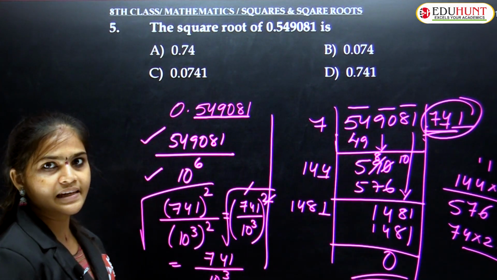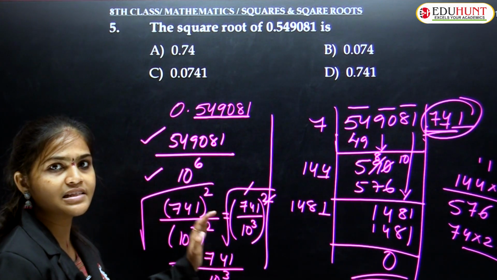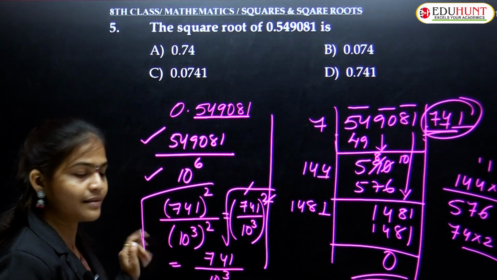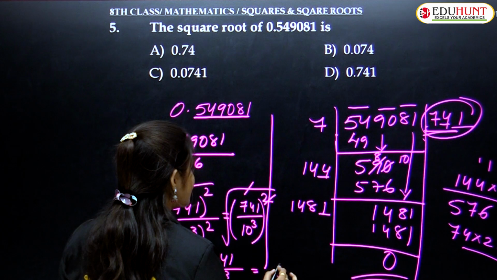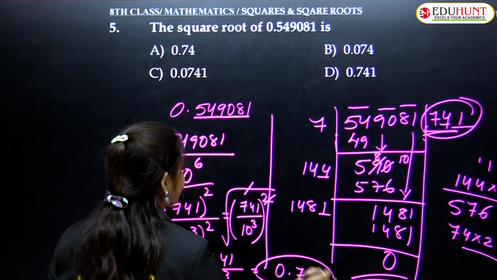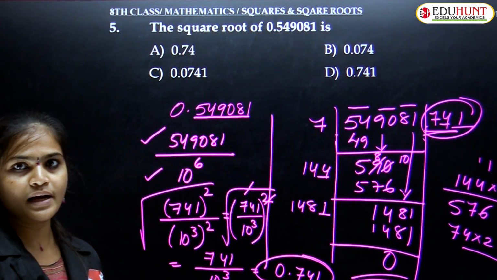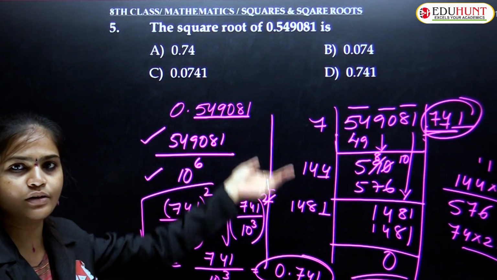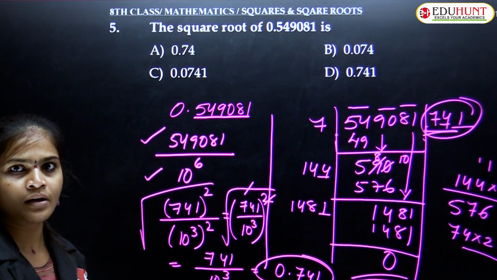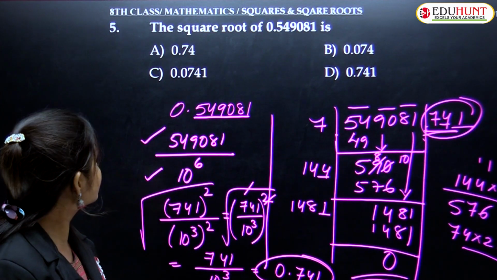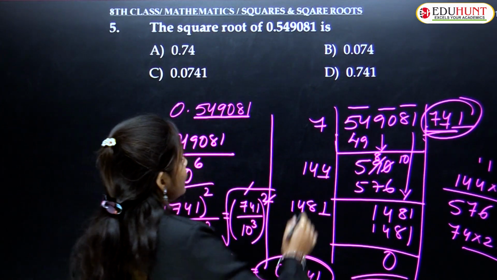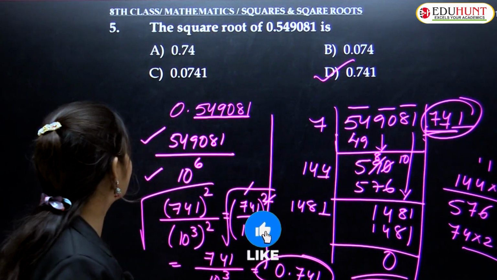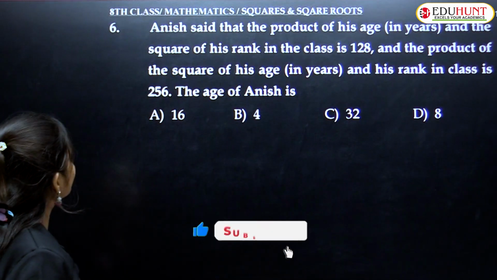So 10 cube means, in the numerator whichever number is there, we have to keep the point just before the last 3 digits. Okay, so we can write this one as 0.741. Yes or no? So in this way also we can find it, or else directly, first only, we can keep that 0 point, then you can follow that method. Okay? So see here, what is that answer? 0.741. So option D is correct here. Next, let us see the 6th question.